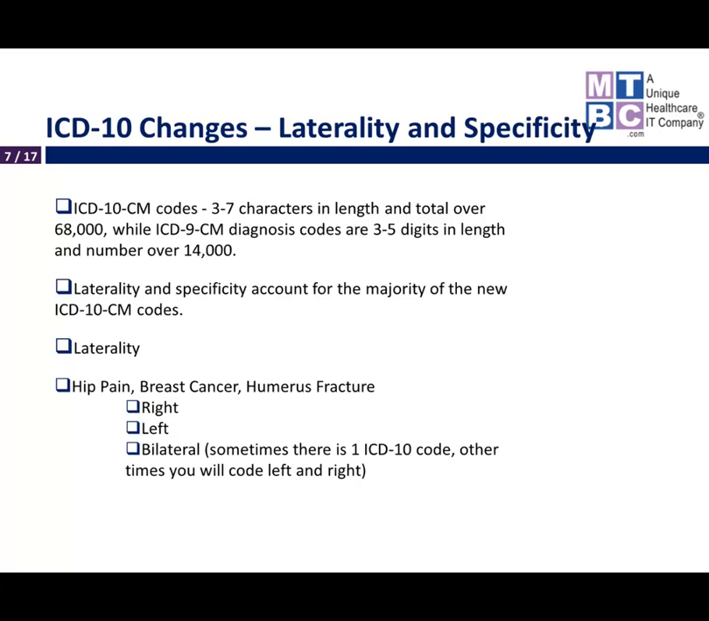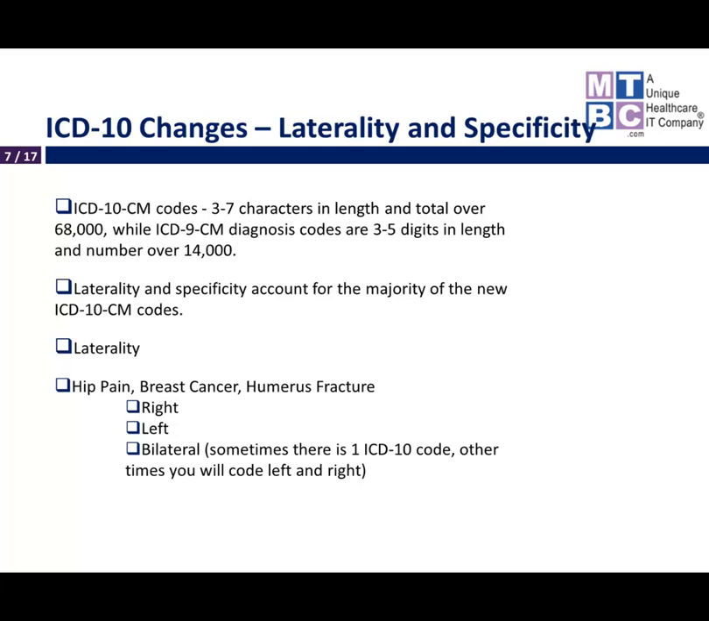Let's talk about laterality. The 10 codes are 3 to 7 characters in length and total over 68,000. While 9 codes, you know, are 3 to 5 digits in length and number over 14,000. One other point is the 10 codes actually are alphanumeric, and they start with a letter, whereas the 9 codes, of course, are all numeric. And the chapters all start with specific letters. So all OB codes begin with an O. Cardiac codes begin with an I, like hypertension, CAD, what have you.